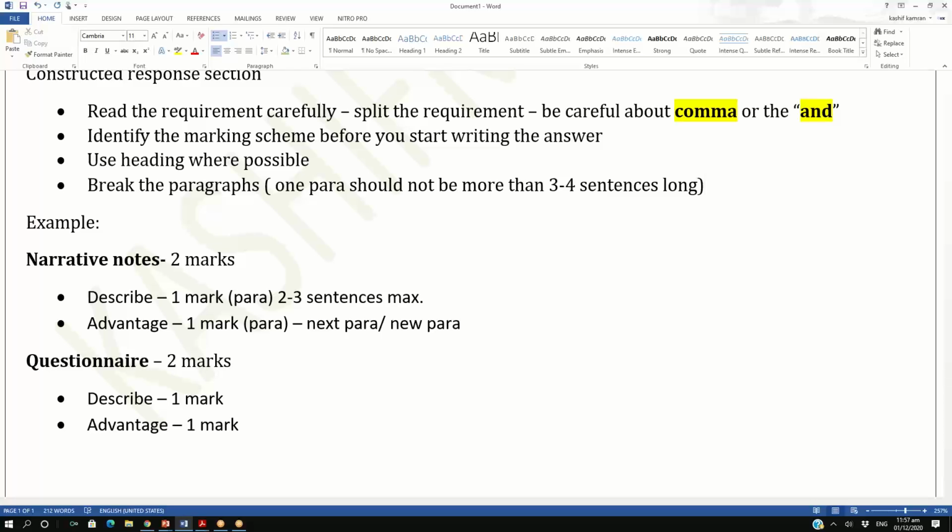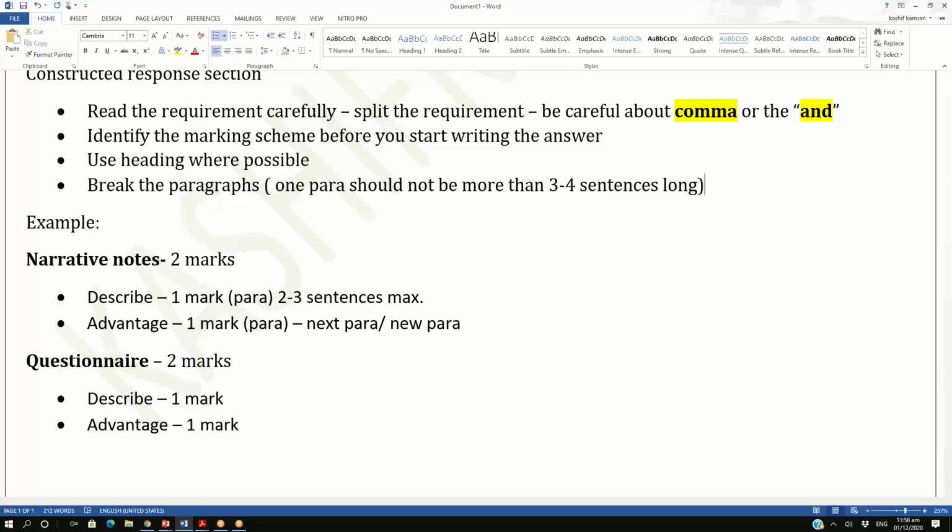If you're developing a point, one point for one mark can be developed in 2 to 3 sentences, or 3 to 4 sentences, depending upon the situation. But the ideal length, even for a 1 mark or 2 mark answer, is that you complete your point, develop it, explain it and justify it within 2 to 3 sentences, or 3 to 4 sentences max, and you break.